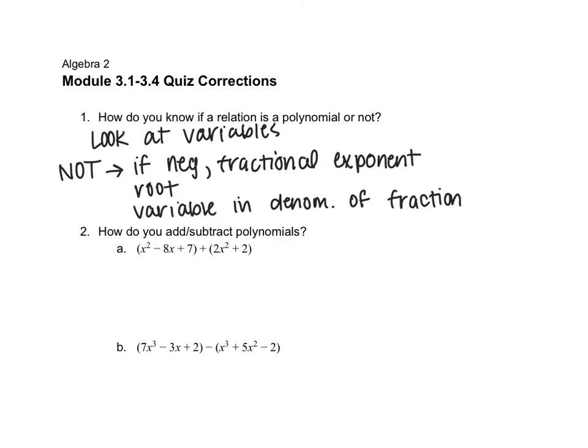So when looking to see whether or not a relation is a polynomial or not, we really look to see if it has any of the things that don't make it a polynomial. If it doesn't have any of these things, then we say yes, it is. So the key thing is for the variables, all of the exponents have to be positive whole numbers. So we exclude things: any negative fractional exponents, roots that appear, or any time a variable is in the denominator of a fraction.